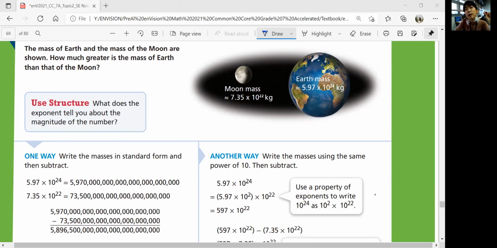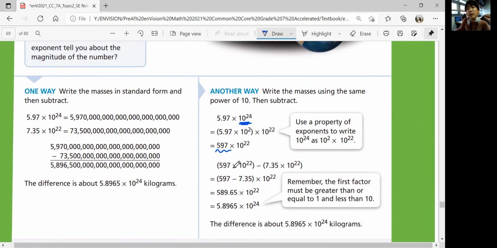So we're going to separate the power of 10 like this and group 5.97 with 10 to the second power together and say, oh, that's really 597 times 10 to the 22nd power. And now we have the same power. That means we can subtract the numbers. 597 minus 7.35 is going to be about 589.65. Remember, the first factor must be greater than or equal to 1 and less than 10 for scientific notation.